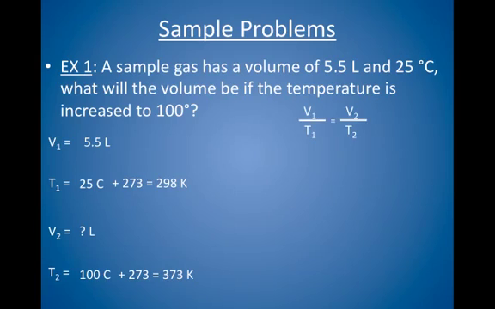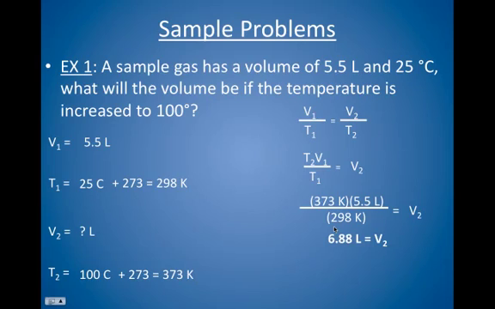Setting up the algebra, you've got V1 over T1. Here's your rearrangement, doing a little cross multiplying, solving for V2, because that's what we're looking for. Those are your variables set up to go. Plugging in your numbers, you've got T2, 373 K, times V1 divided by T1. That's going to equal V2. And then you should get 6.88 liters as your answer.